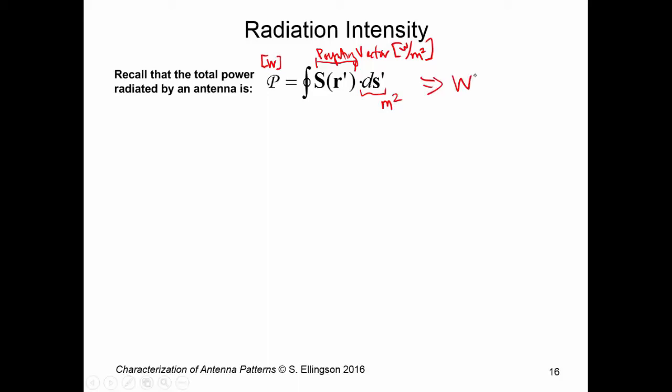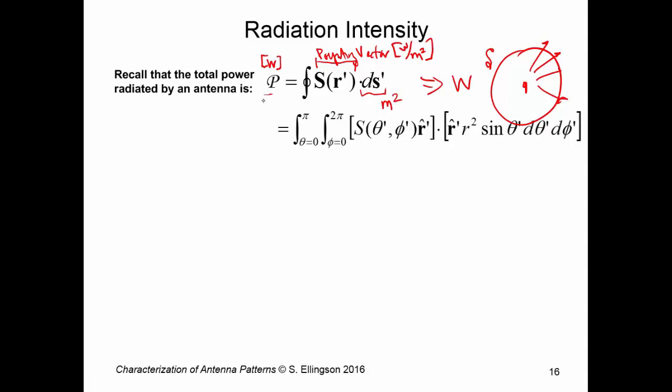So we can obtain the total power radiated by an antenna by picking some sphere which surrounds the antenna. Here's the antenna, the current element here. We pick some sphere S, which encloses the antenna. We measure the power density at each point. We integrate around that sphere, and we get the total power.